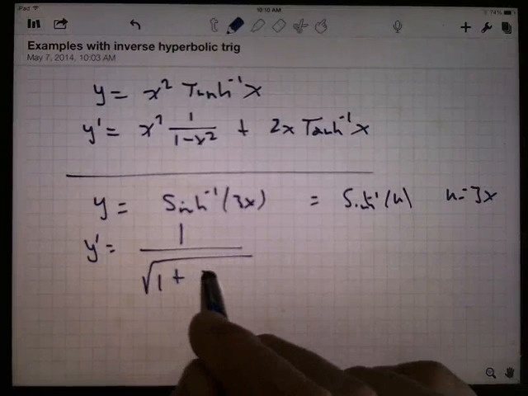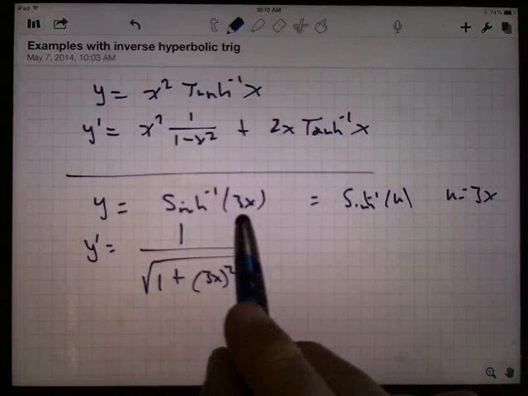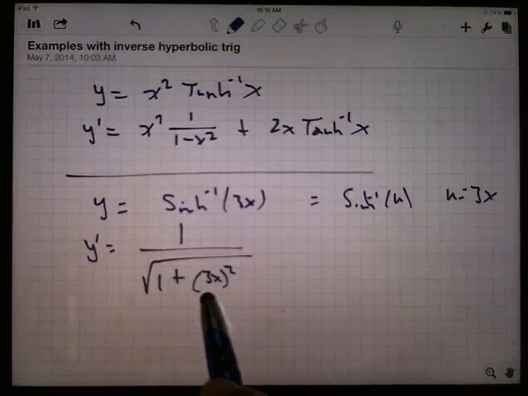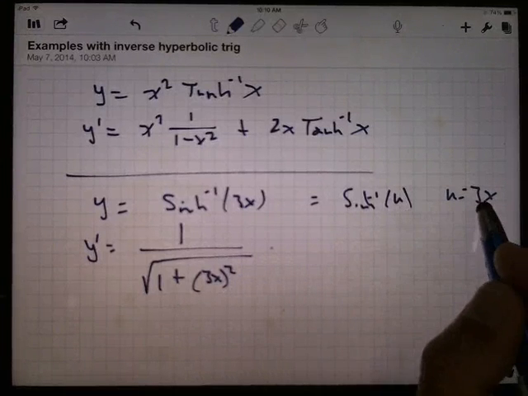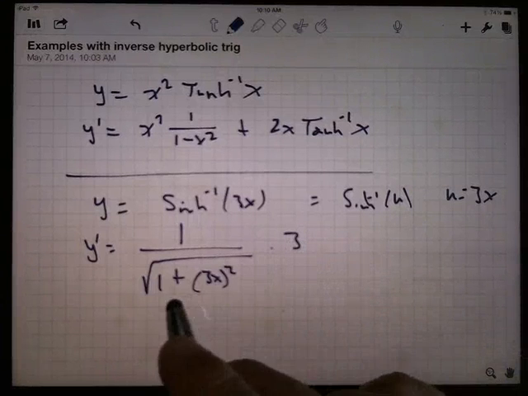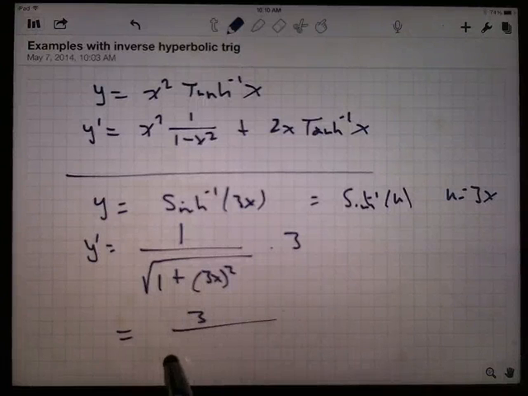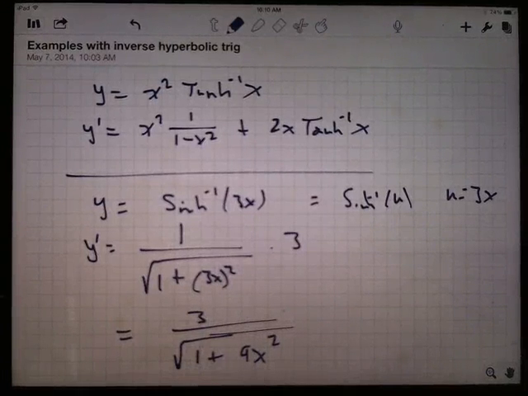Well, u is 3x, squared. Right? So if this was just an x here, then this would just be an x, but it's a 3x, so you replace that x with a 3x. That then gets multiplied by the derivative of the 3x, which is 3. So we end up with the derivative of this function being 3 over the square root of 1 plus 9x squared, because the 3x gets squared to be a 9x squared.